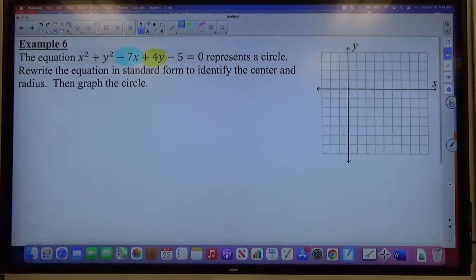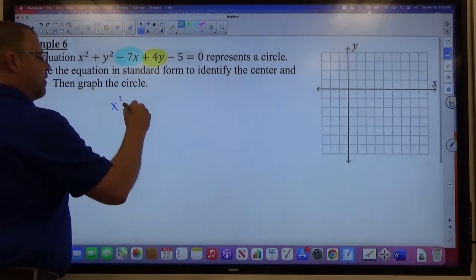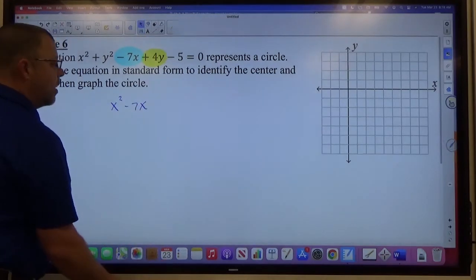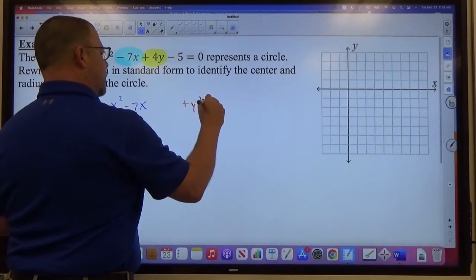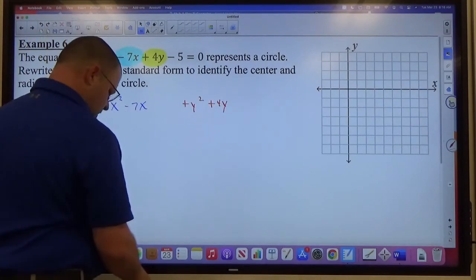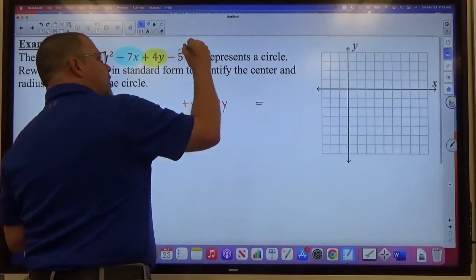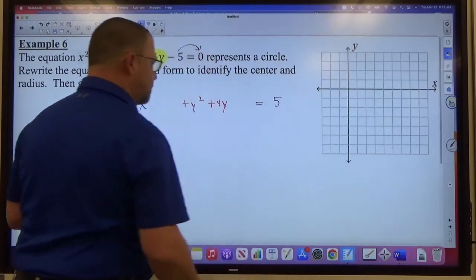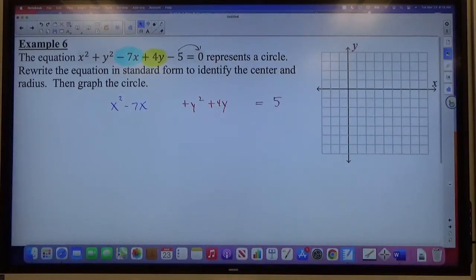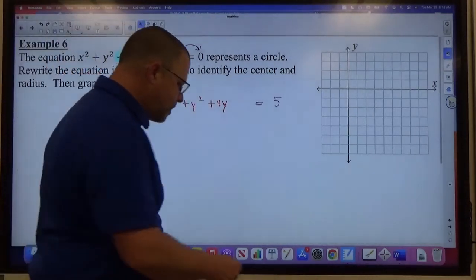Job 1 is to group things together. So group the x's, x squared minus 7x. Leave a little space, group the y's, plus y squared plus 4y. Leave a little space, equals. And then the 5 is going to come to the other side. You always want the number by itself over here, so bring 5 over there. So again, that's task 1, is to do the grouping: x's in front, then y's, then constant, leaving a little space for that completing the square to happen.